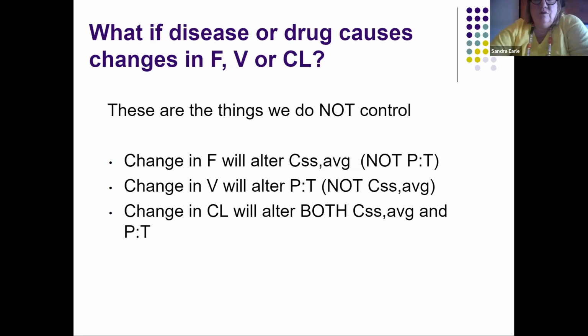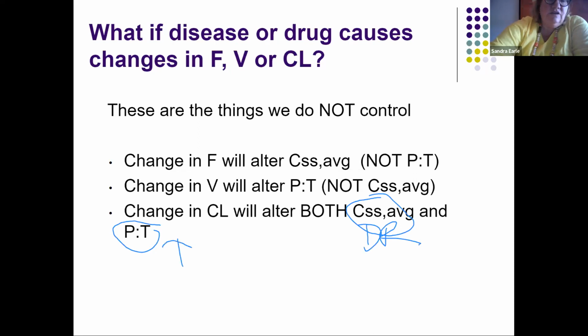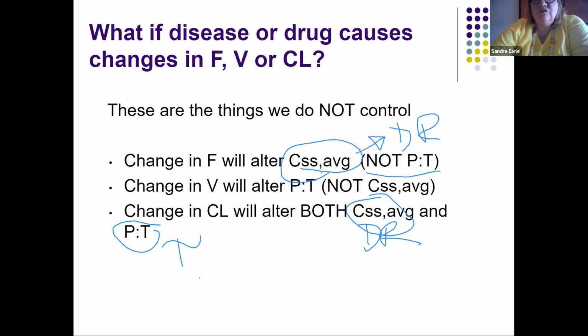Okay, so with clearance, both CSS average and peak to trough ratio change, therefore you're going to have to change dose rate and dose interval, aren't you? Bioavailability will just alter your CSS average, therefore you're going to need to change dose rate, but not dose interval. And if there's a change in volume of distribution, it's going to change your peak to trough ratio, therefore you're just going to have to change your dose interval.